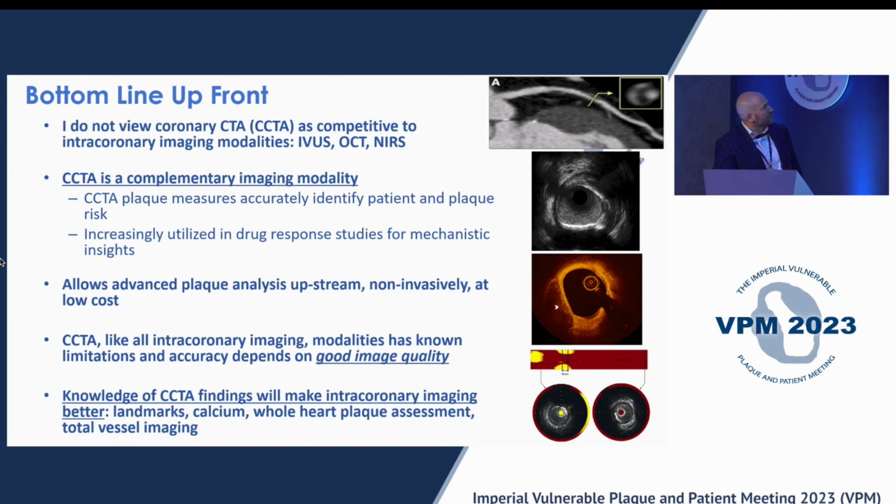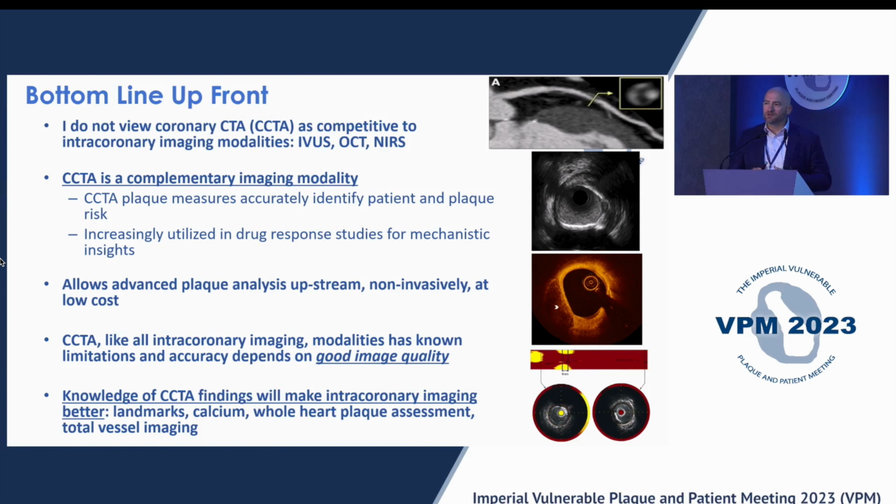So I wouldn't necessarily view this as directly competitive, although it may, in some instances, keep people from going directly to intravascular imaging. But I think it's importantly complementary because it does two things. And as Michelle already mentioned, number one, it allows us to accurately identify patient and plaque risk in much of the same way that our intravascular tools have taught us to do so. We in the CT world have learned from all of you, and we continue to learn from all of you. In fact, how we define plaque risk, the precedent has been set by what we've learned from intravascular imaging. And of course, as you heard, it's increasingly used in drug response studies, and I think we have a talk coming up on that.